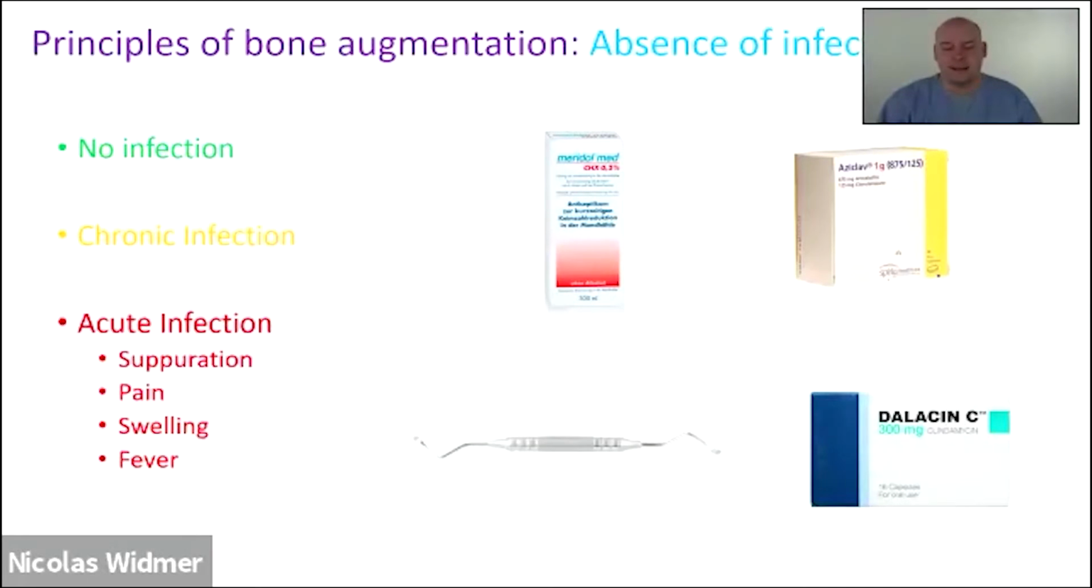Okay. Now, the absence of infection is, of course, very important. It's also very basic. We always look for no infection. Chronic infection is maybe still okay, but with acute infection, we risk a failure. How can we prevent this?